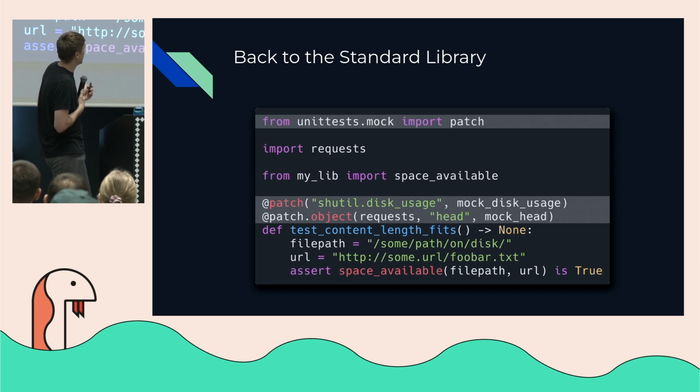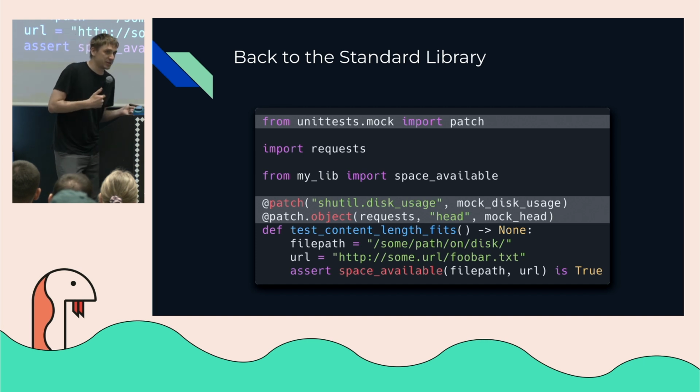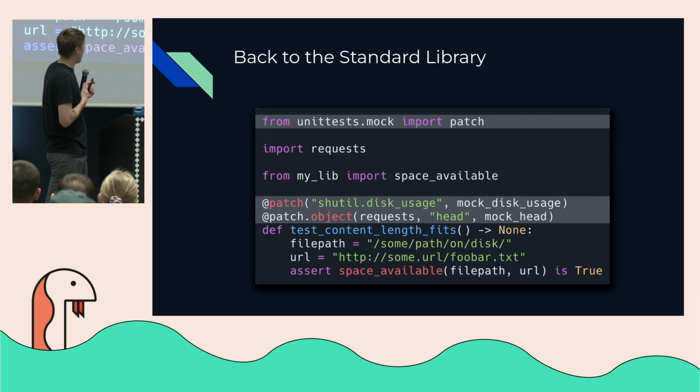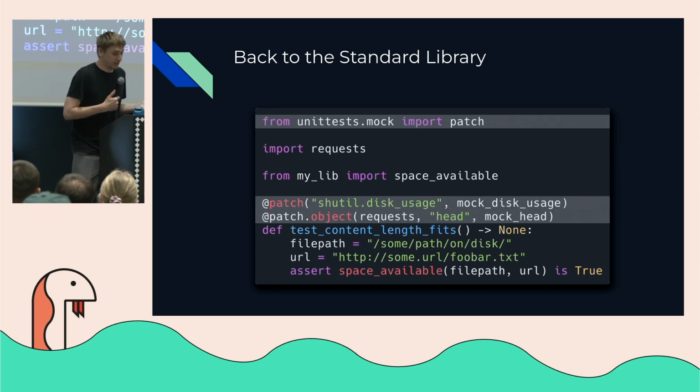One takes a string, one takes an object. The advantage of the second one is that you can do things that the first one can't do. If you pass a class or a class instance, you can patch attributes on the class, but if you use the first approach, you can only patch modules. So this is why it's called patch.object, because you're patching an object. But modules are objects, so you can patch them that way as well.